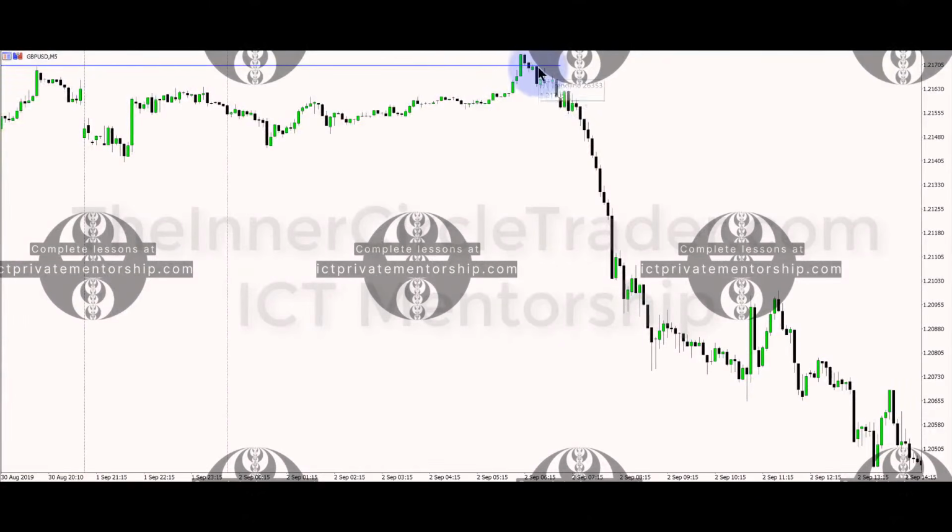We have one single pass down here. Previous candle's low, $21.68 and 8 pipettes. The next candle after the down displacement is $21.66.